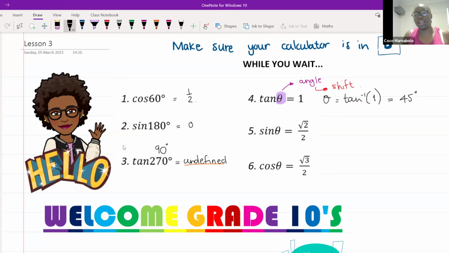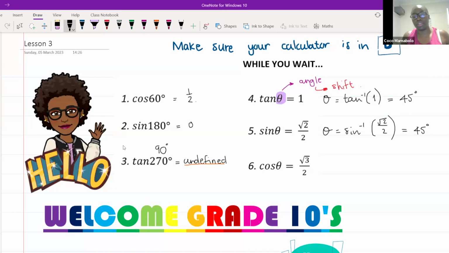Okay, sine theta is equal to root 2 over 2. I know that theta is going to equal arc sine of root 2 over 2. And this should give me 45 degrees as well.